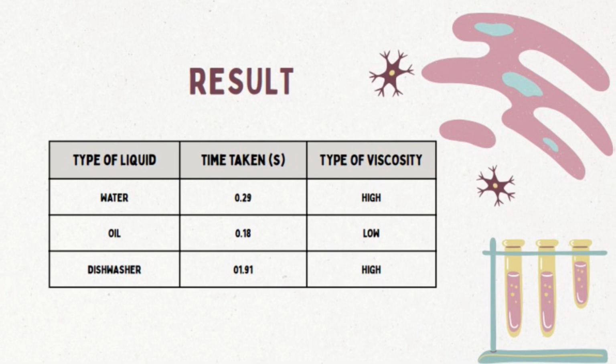Even though oil usually has higher viscosity than water, in this experiment the ball fell slower in water. This might be because the ball floated more in water. The result could also be affected by the liquid's temperature or timing errors.